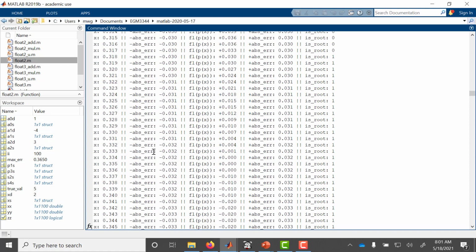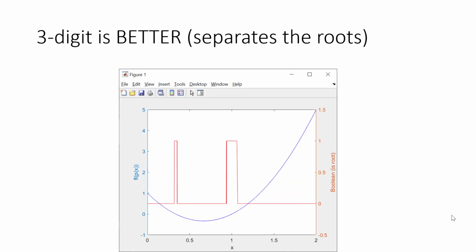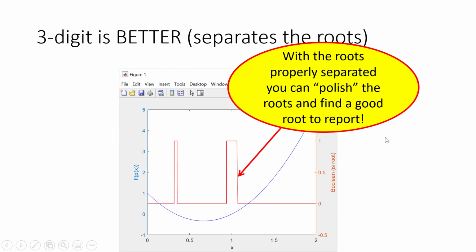And we know it to be at 1/3. But it's actually not showing up there. It's actually showing a little bit later. And it's flattening out in this area for that resolution. But it's looking much better with the 3 digits than the 2-digit. So the 3-digit example is much better as we thought it would be. And the reason it's much better is because we have now separated the roots. And with the roots properly separated, you can go in with a polish technique and get a good root to report something very close to 1 and something very close to 1/3.